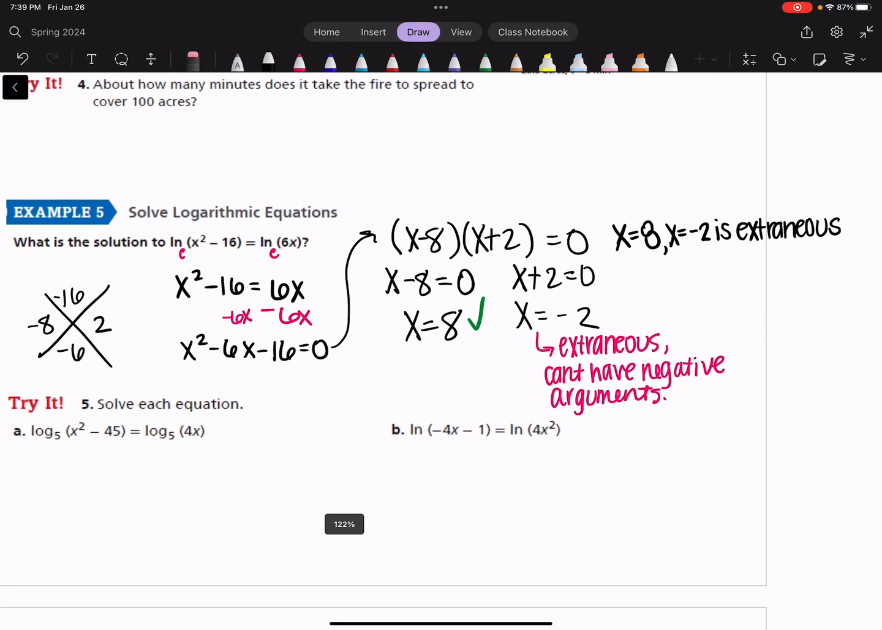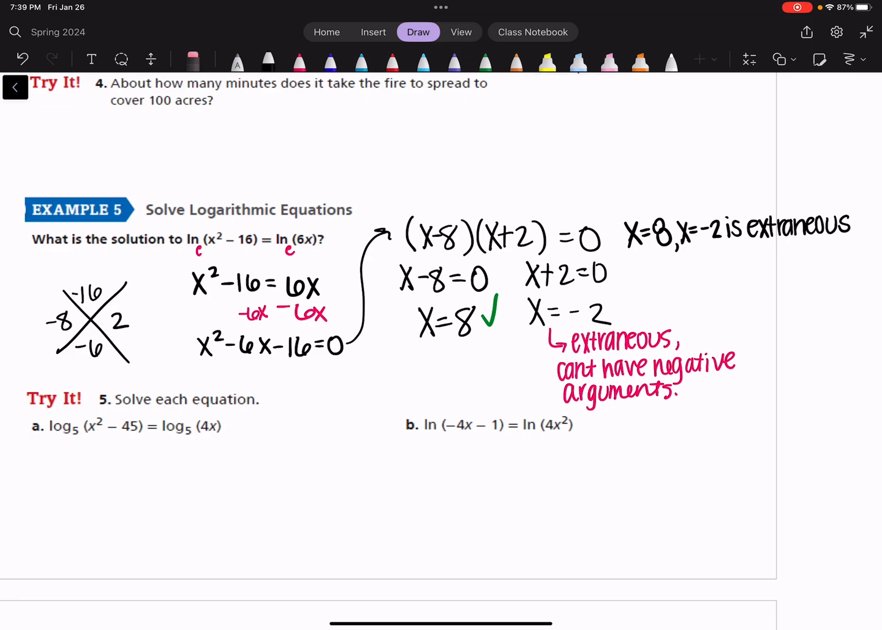So go ahead and try out the last two examples. Check your work on Formative. Again, make sure that you list your real solution first, and then if you have anything that's extraneous, go ahead and list it out second.